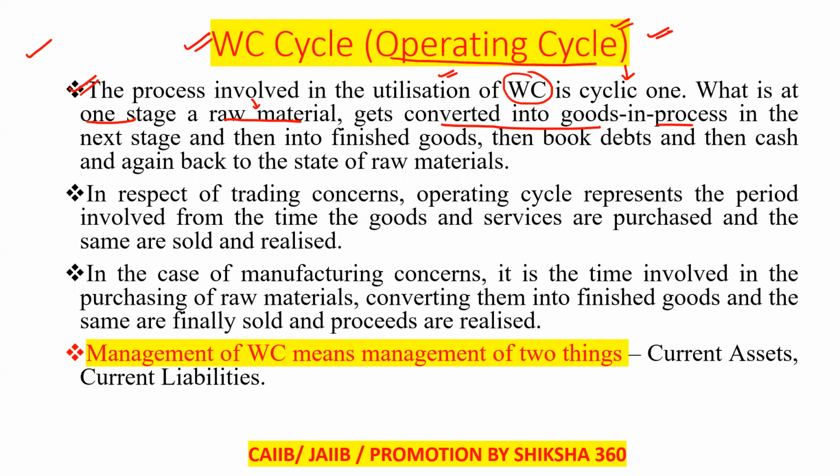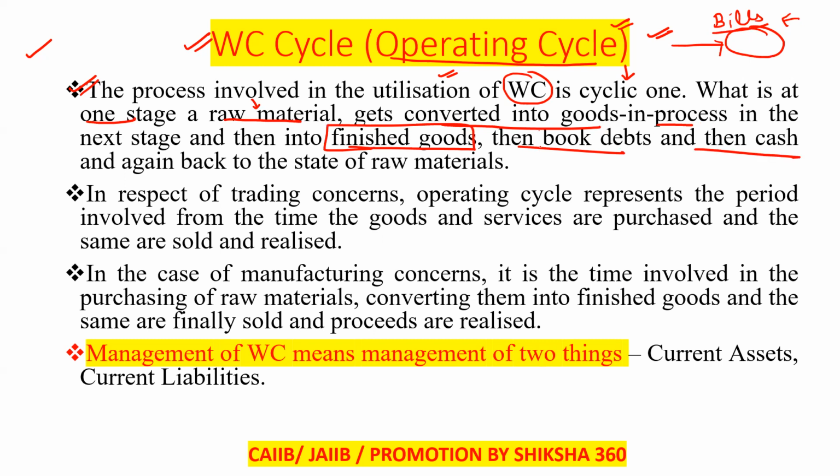In the second stage, it comes into goods in process. That is processing, which is going on. In the third stage, it goes into finished goods. That is final, the finished goods. Then book debts. What is the meaning of book debt? You are going to sell these goods in the market and raising bills, so you will have to receive payment from them in the upcoming period. And then cash. You will get the cash.